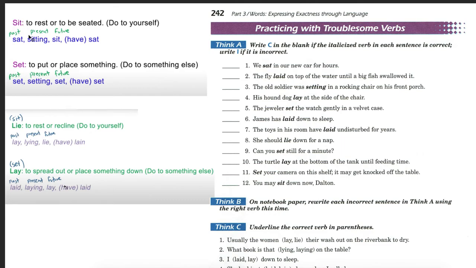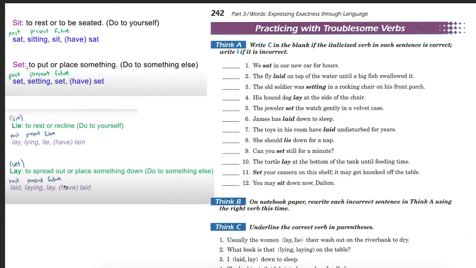Remember sit and set. The difference for sit is you're doing it to yourself. You're resting or you're seated, seating yourself. All right. Same thing for lie. Remember, lie you're also doing to yourself. You're resting or reclining. Okay. And when you're lying down, you are kind of more sprawled out. You're a little bit more spread out. And sitting, you're just on your bottom.